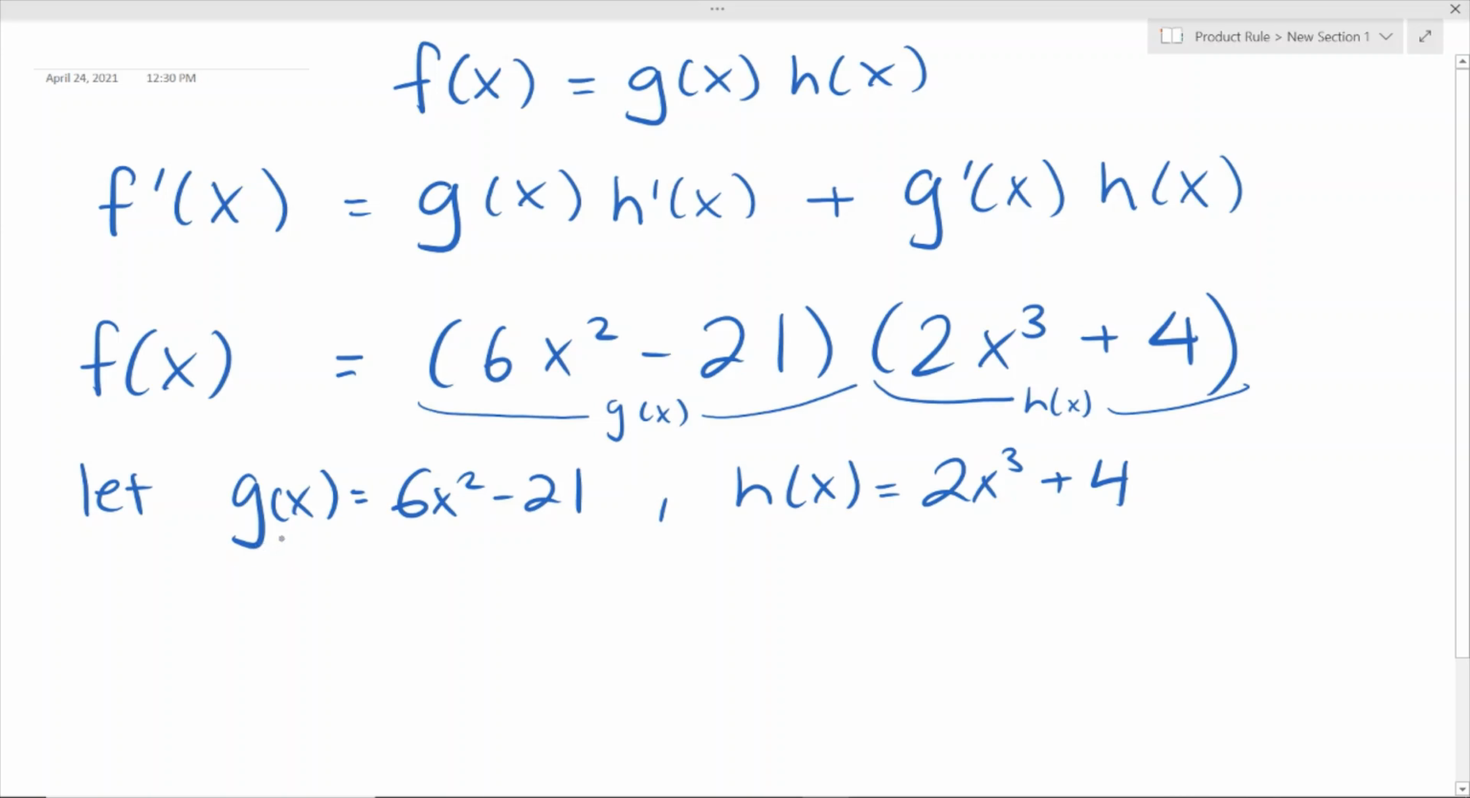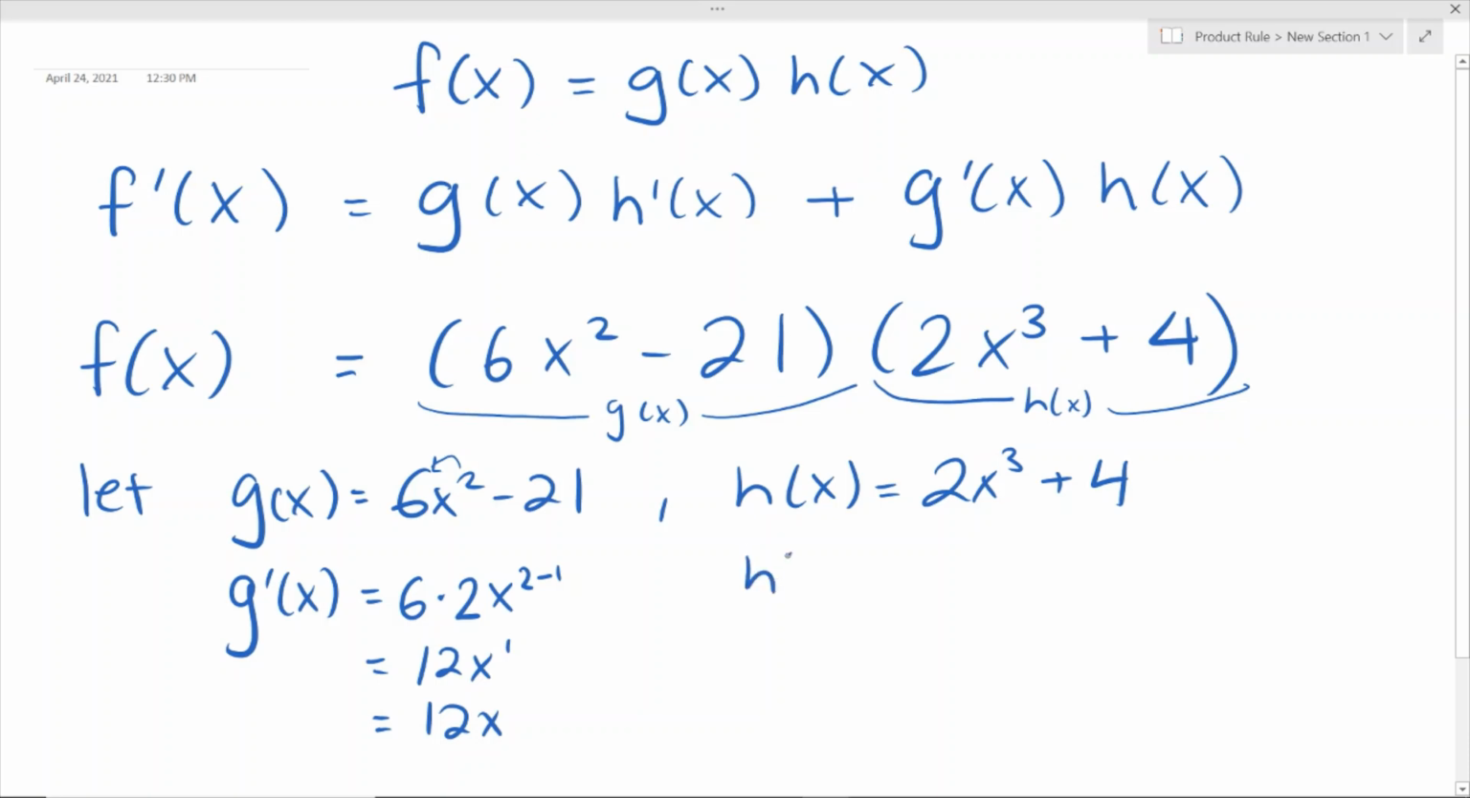Then find the derivative of each of them separately. So g prime of x, the derivative of g of x, we basically use the power rule. This 2 here gets taken down, so 6 times 2, and then this is x, and we subtract 1 from the exponent, so 2 minus 1 using the power rule, and we get 12x to the exponent of 1, which is 12x.